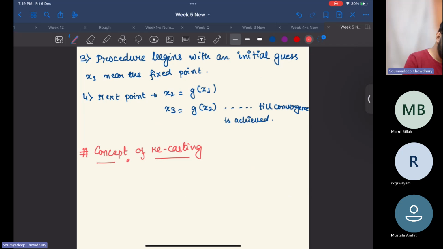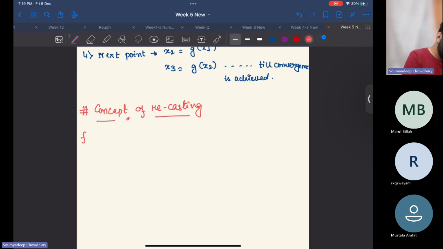So what is this concept of recasting? Suppose you are given some f of x, which you have to find the solution of. I'm taking a simple function first: x minus 1 by 3 e to the power x. This is our function which is given to us, and we are given x of 1 equals 1.25.